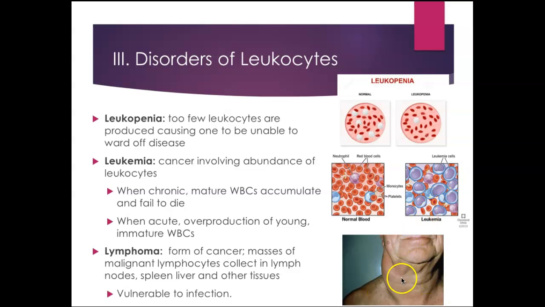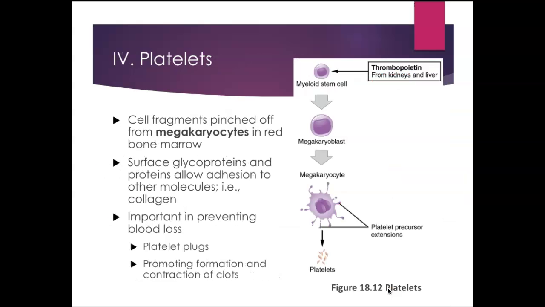And then we have lymphoma, which is also a form of cancer. And this is when we have masses of malignant lymphocytes that start to accumulate within the lymph nodes. We'll also see an accumulation within the spleen and the liver and other tissues. This one just happens to be of our lymph nodes within the cervical area. And this leaves people vulnerable to infection. There are lots of different types of lymphomas. Some are really easy to treat and others can be difficult and fatal.